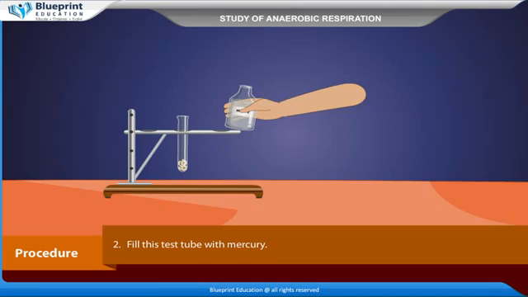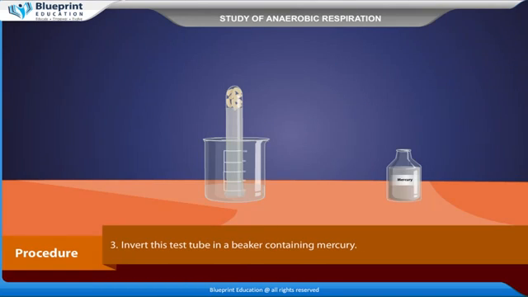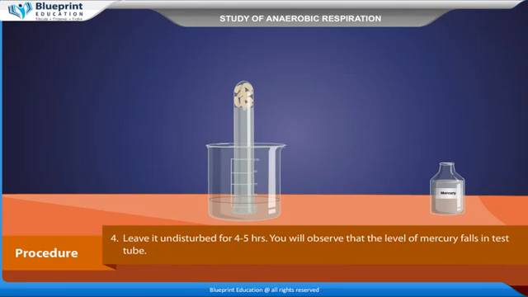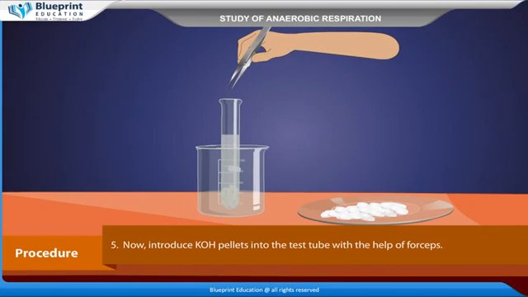Fill this test tube with mercury. Invert this test tube in a beaker containing mercury. Leave it undisturbed for 4 to 5 hours. You will observe that the level of mercury falls in the test tube. Now introduce KOH pellets into the test tube with the help of forceps.